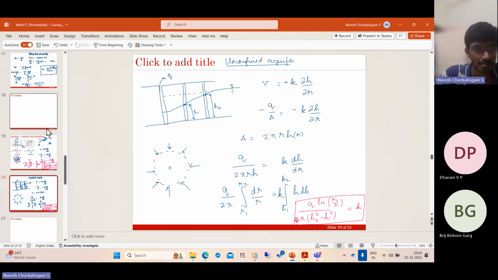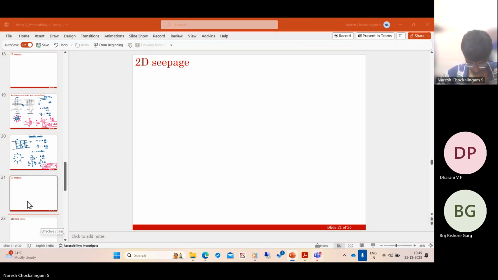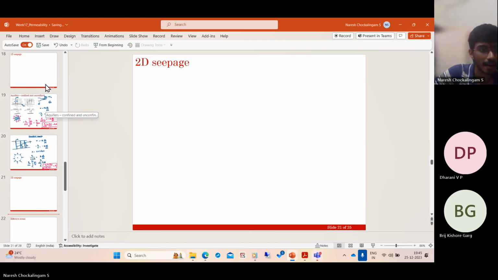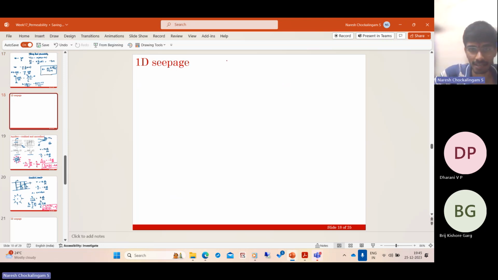Then we're left with this last topic in seepage: 1D seepage, as we already saw. What is the 1D governing continuity equation? Suppose flow is only along the x direction. It is del Vx by del x equal to 0. And Vx is nothing but minus k del h by del x. So it is minus k del square h by del x square equal to 0.